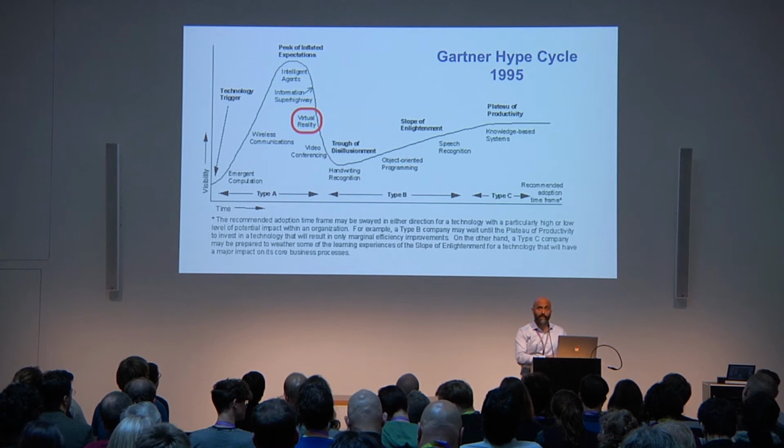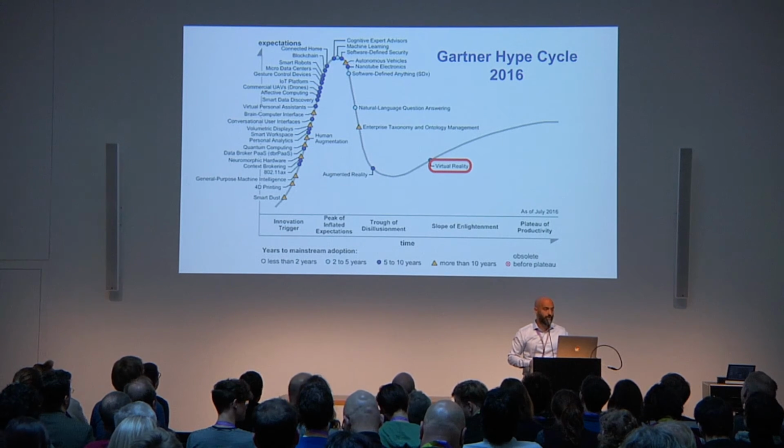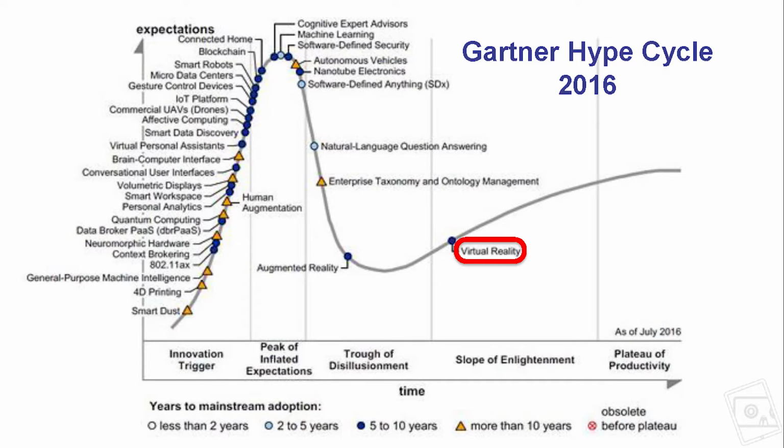But fast forward 21 years to where we are today, and we can see that not only have we got a lot of other cool technology on the left-hand side of the graph, but finally virtual reality is coming out onto the plateau of productivity. It's probably another 5 to 10 years before it's really, really viable, okay? At least according to Gartner.